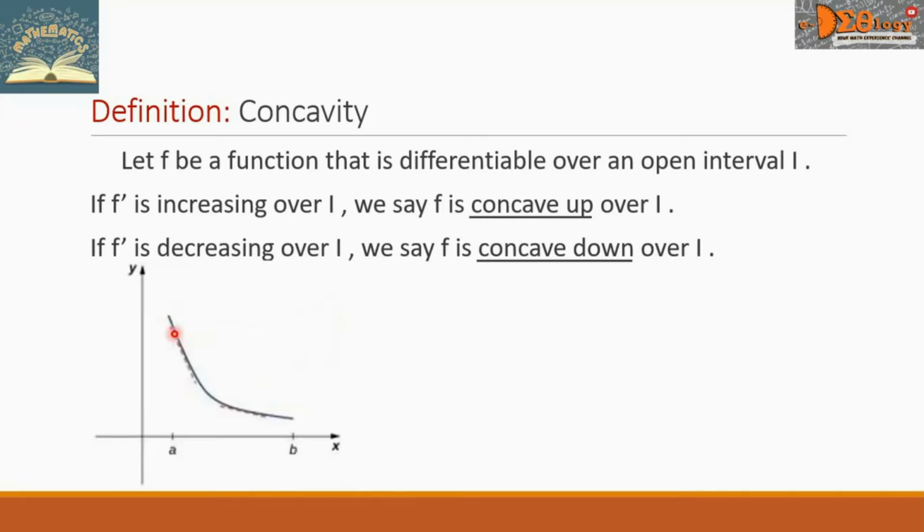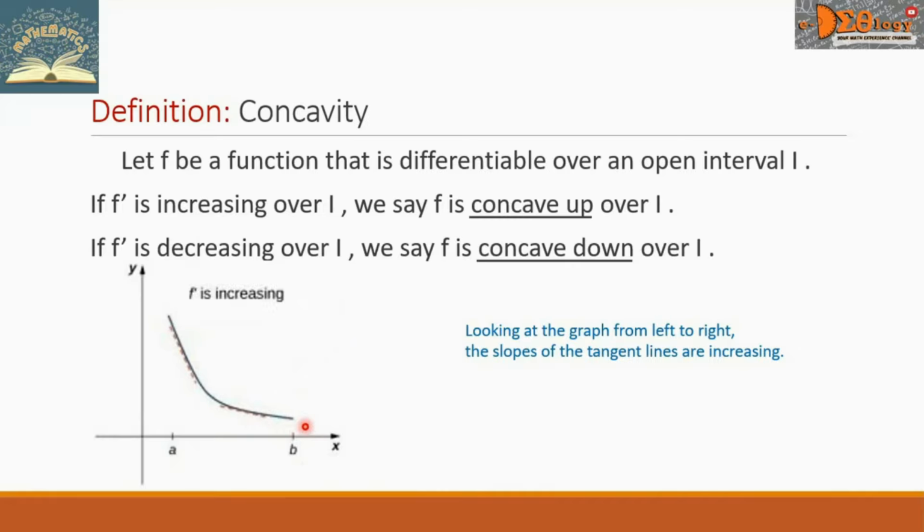Another example is this graph over the interval from A to B. On the graph, we have two tangent lines again. This is the first tangent line. Here is the second tangent line. Looking at the graph from left to right, we can observe that the slopes of the tangent lines are increasing. In that case, we say also that the derivative is increasing over the interval from A to B. In that case, the function f is concave up.